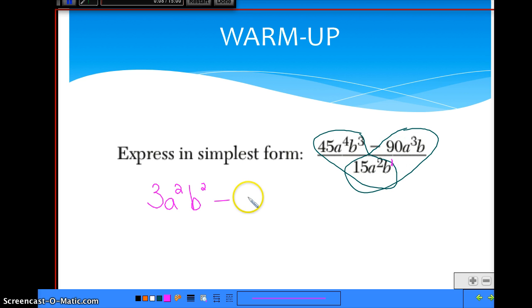90 divided by 15 is 6, and a to the third divided by a squared, subtracting your exponents, would be a to the first. I'm not going to write it, leave it as an imaginary. And then b to the first divided by b to the first is really b to the 0, and anything to the 0 power is 1. So we get 6 times a times 1, which is 6a.